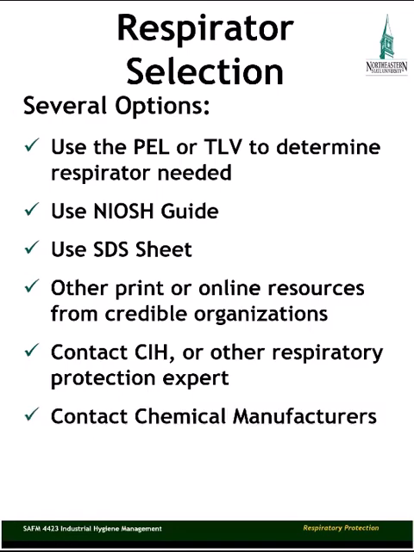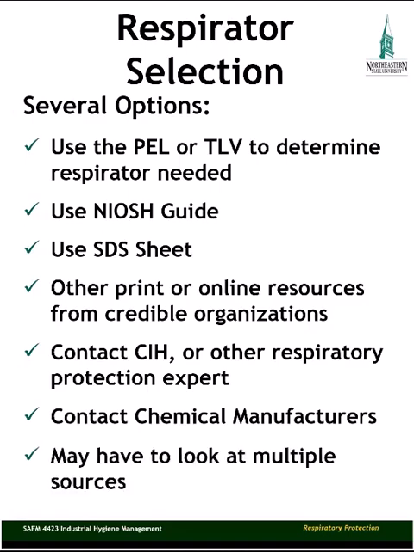Contact chemical manufacturers. They may be able to provide you with information if you can't find it anywhere else. And you may have to look at multiple sources. And it's really like working as a detective in some cases. In the easy cases, you just go to the NIOSH guide and there it is right there for you. But in other cases, it's not so simple. And it's like working as a detective, looking at a lot of different pieces of information, talking to different people, and ultimately you're going to be able to find the right respirator for the type of work you're doing.